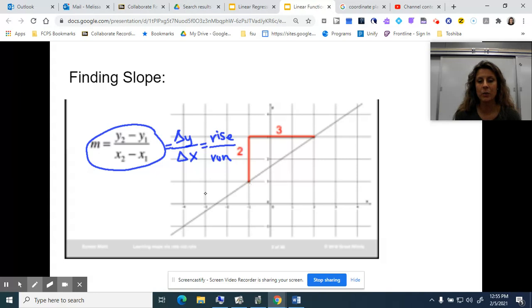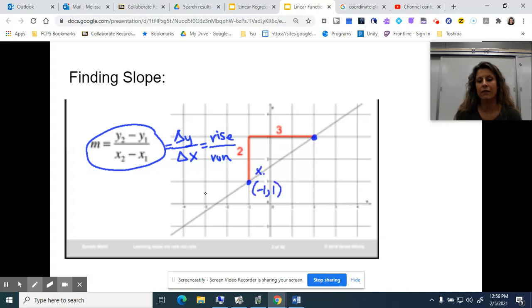Okay, so with this one, we're going to use the formula. We can see that they already have the rise and the run labeled. So we can see that the rise is 2 and the run is 3. So we're supposed to get 2/3 as this slope. But we're going to use these 2 points and the slope formula to see that we do get that same answer. So this point is located at -1, 1.